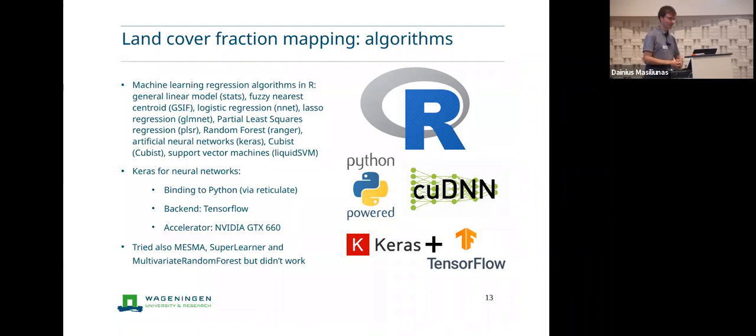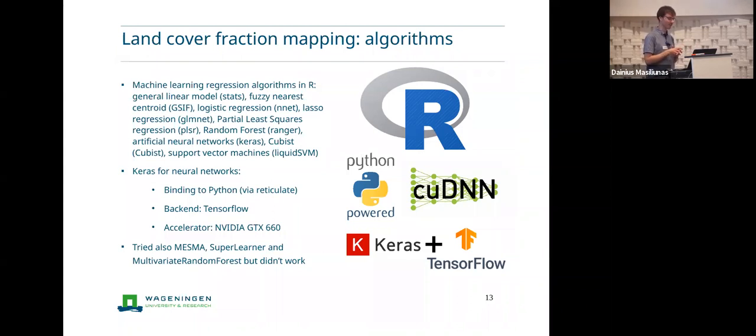Then there were also more machine learning algorithms that I tried but didn't really work out. So one is the multiple endmember spectral mixture analysis. That's something that was very popular in the past for doing this sort of research. But I found that it didn't really produce better results even than a general linear model, possibly because it makes an assumption that the input should be a linear mix of the different bands, for example. And in my case, I have all kinds of covariates that are really non-linearly related to the output.